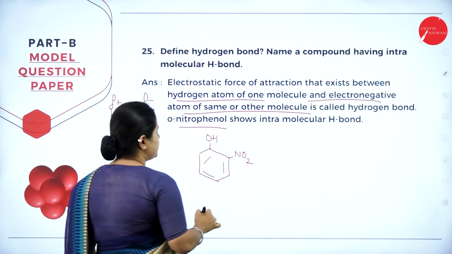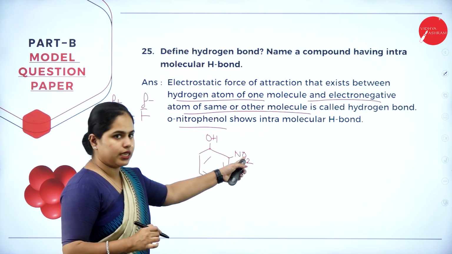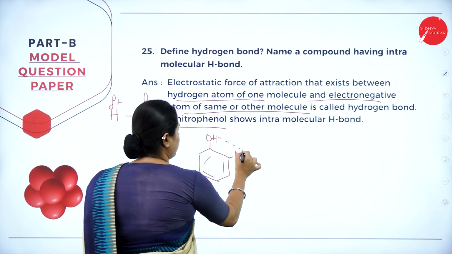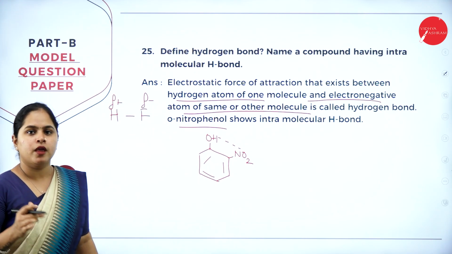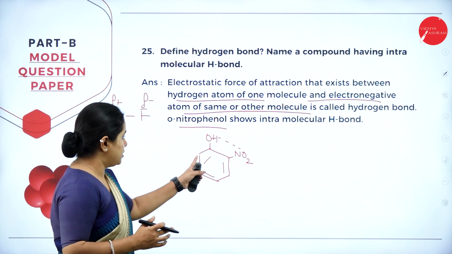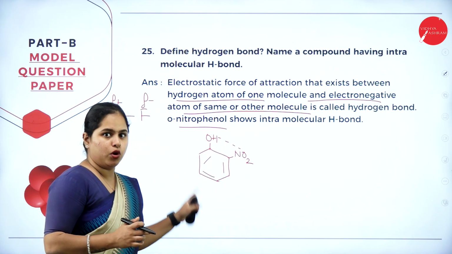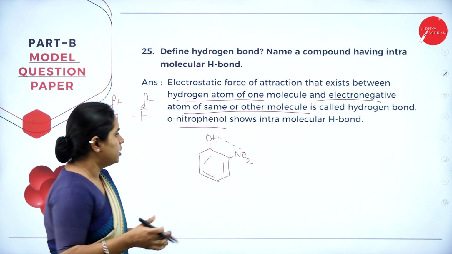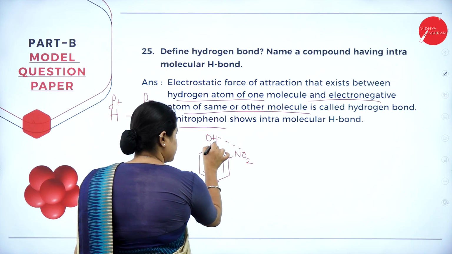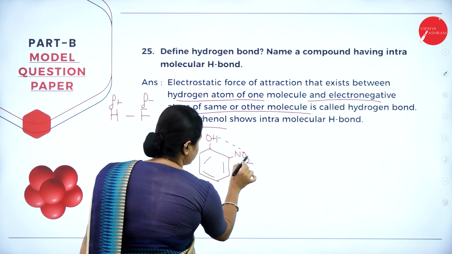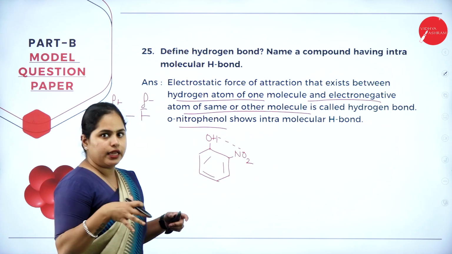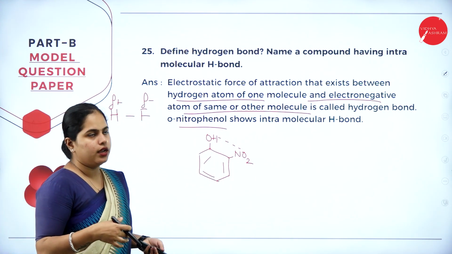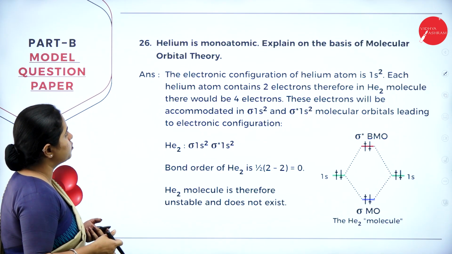As you can see here, the oxygen is more electronegative than hydrogen. So this hydrogen and the oxygen in NO2 will form a hydrogen bond. This is present within the same molecule. This whole compound you can see is one molecule, right? So the hydrogen of this compound itself and the oxygen present in this compound itself have a hydrogen bond present. That is why it is called intramolecular hydrogen bond. Clear?